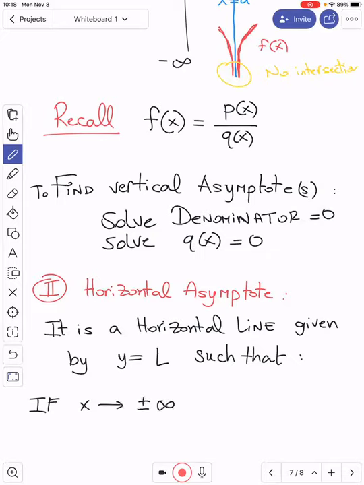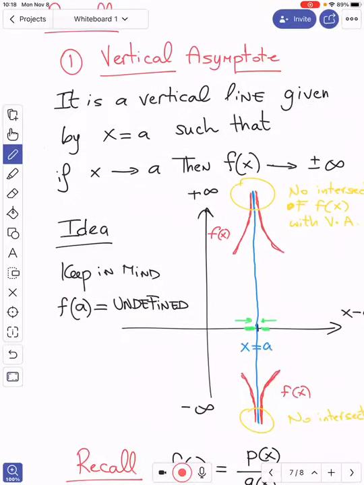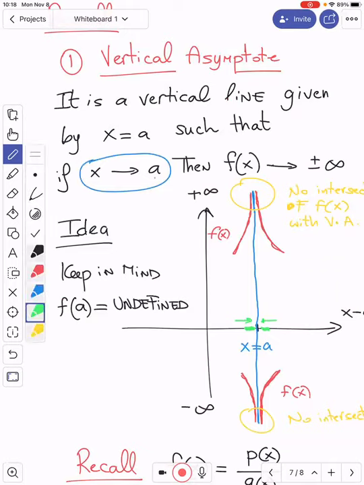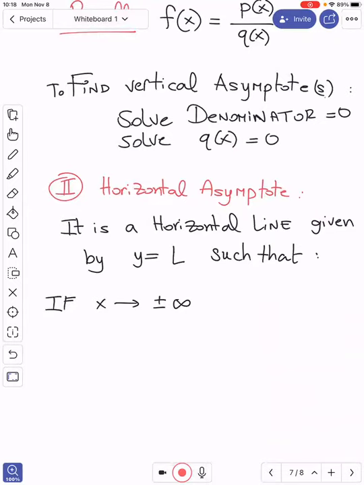Okay, so you see here the difference between horizontal and vertical asymptote. In the vertical asymptote, the value of x approaches this number a, right? So here, this is my a, x equal to a, and I'm trying to approach a either from the left or from the right, right? I'm approaching this number a, okay? For the horizontal asymptote, x is going to approach infinity. So x is going to be in the neighborhood of infinity.